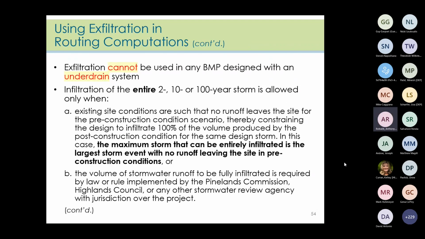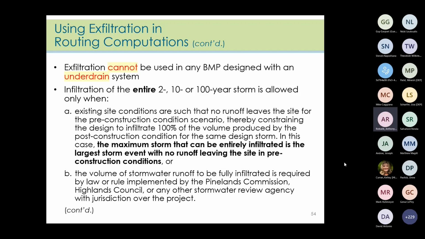So back to the requirements for using exfiltration. Where can't you use exfiltration? Exfiltration cannot be used with any under-drained BMPs because exfiltration is removing runoff volume from the system, and under-drains don't allow for that. Also, for those sites in special areas or that have no runoff leaving the site in the pre-construction condition, exfiltration can be used for an entire storm under these conditions.